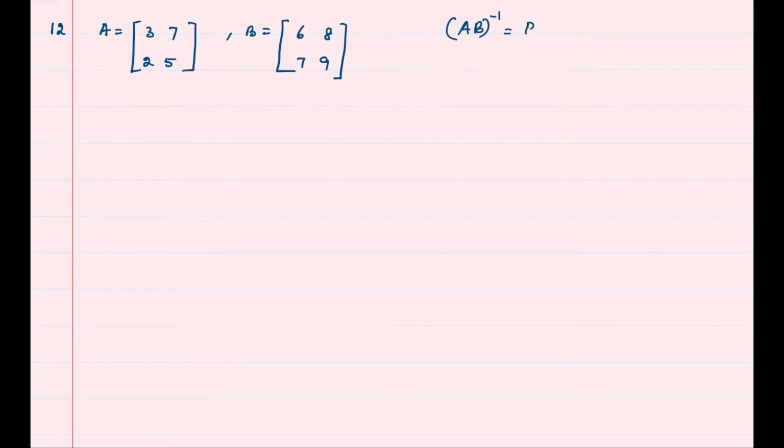Question 12. A is equal to 3 7 2 5 and B is equal to 6 8 7 9. Verify that AB the whole inverse is equal to B inverse times A inverse. Reversal law for inverse. We have reversal law for transpose also, but here we have to prove for inverse. We will first find A times B.